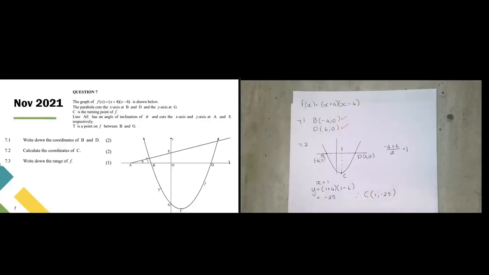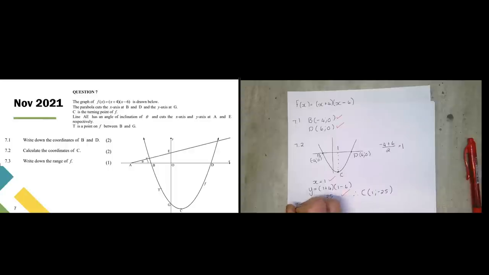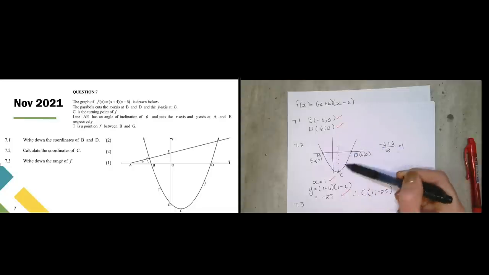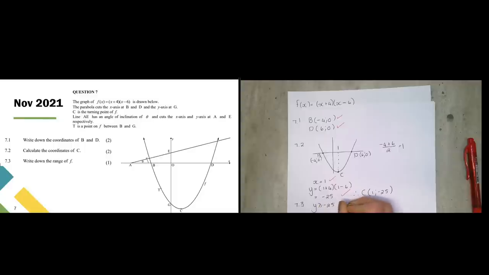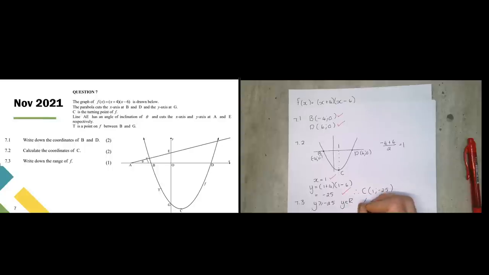That was 2 marks. It was a mark for determining that x is 1, and then a mark for determining the y is negative 25. Question 7.3. Write down the range of the f graph. The range refers to the y values. Once again, this graph will have a minimum value, so my y values will be bigger than my minimum y value. We just calculated it to be negative 25. So y is greater or equal to negative 25, and it can be any real number greater or equal to negative 25. Or you could have written it in the other notation. Remember, square bracket if it's equal: negative 25 to infinity, and that must have a round bracket. And that was also just a one-mark question.